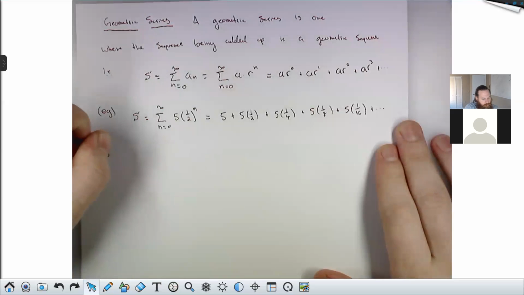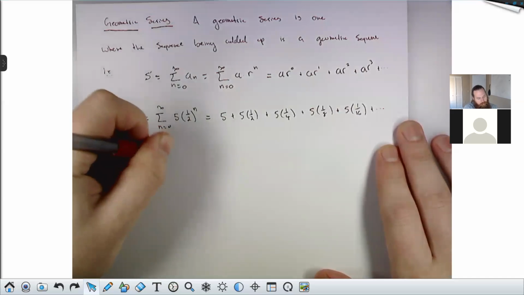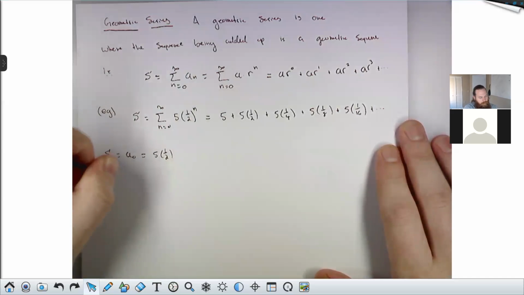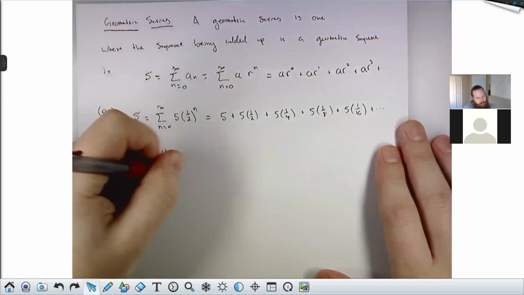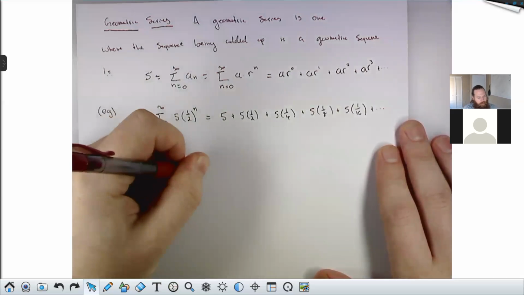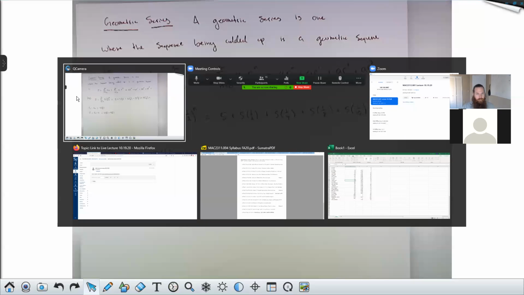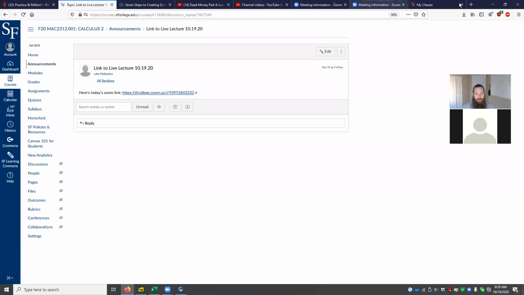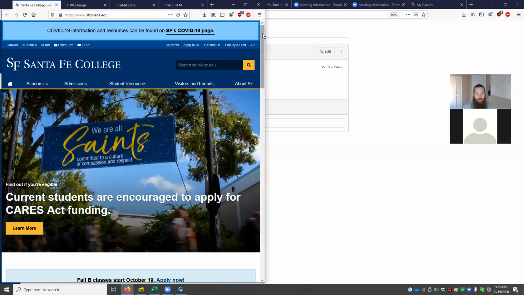So what's S0 here? Well, S0 is always A0. That's 5 times 1/2. S1, that's A0 plus A1. That's 5 times 1/2 plus 5 times 1/4. I'm going to pull up a calculator here so we can do this and this. So I can try to have both of these things running at the same time.